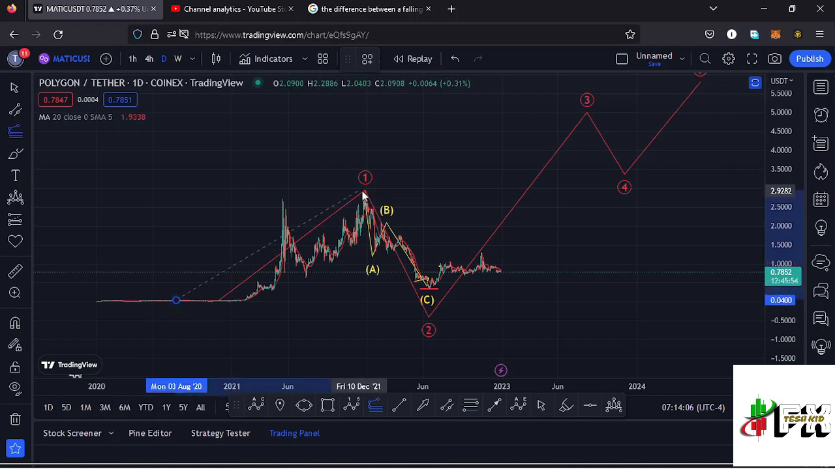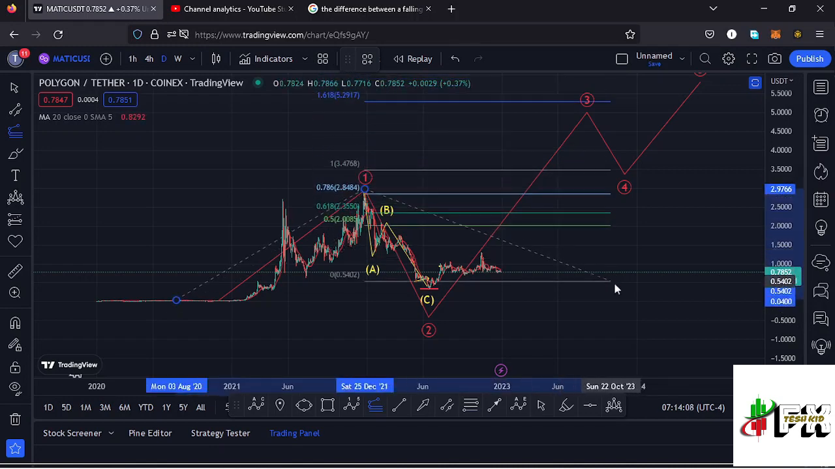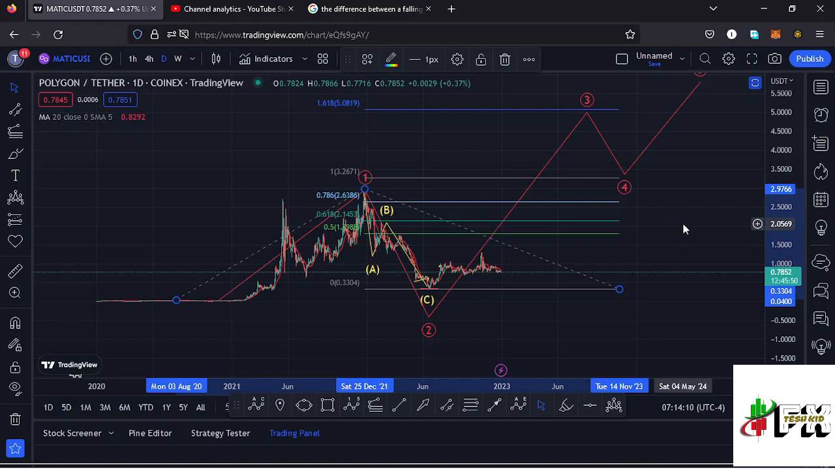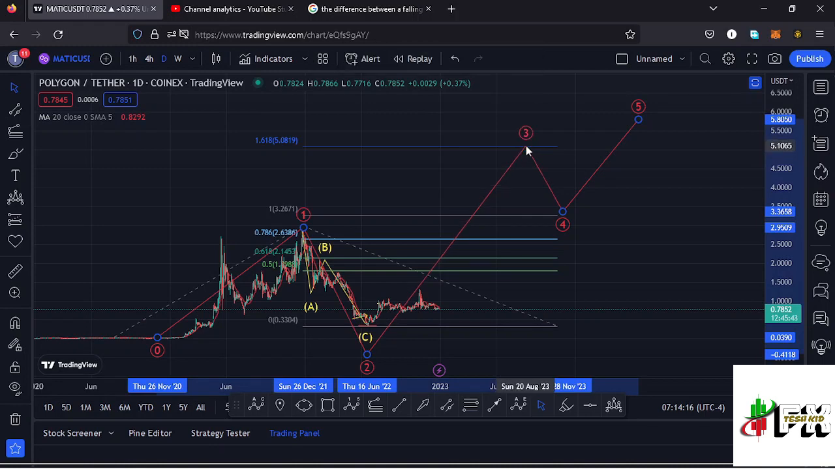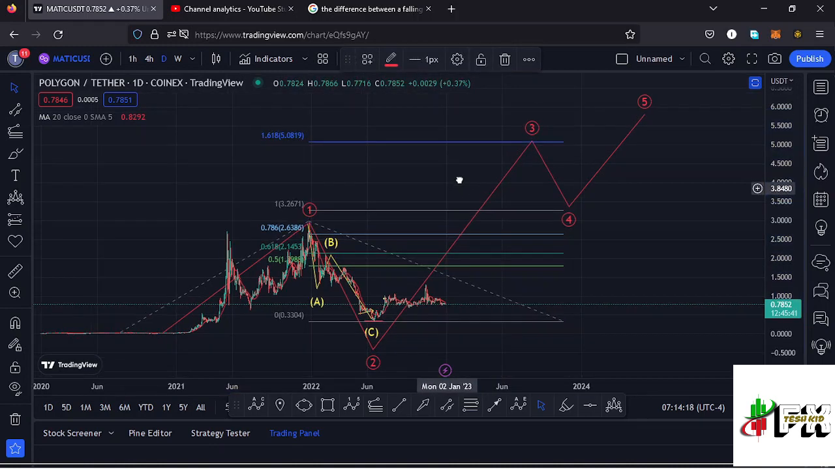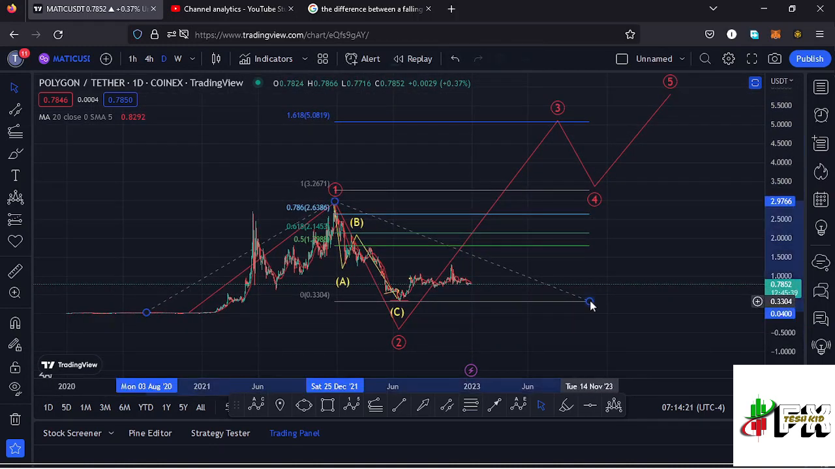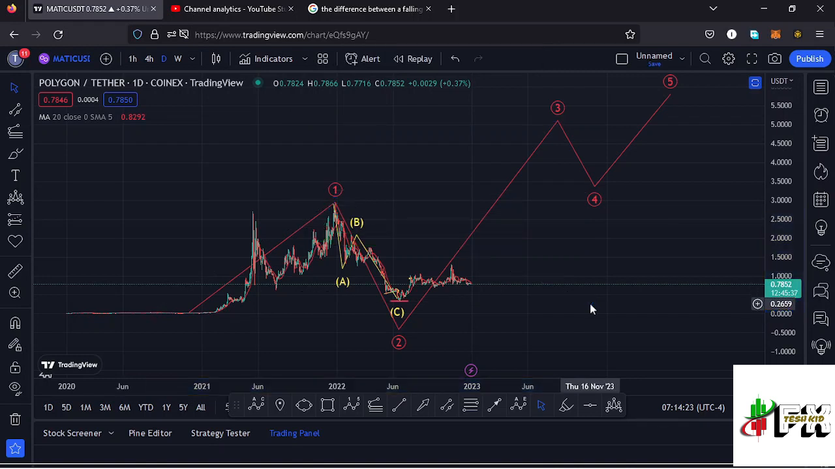wave down there to the high of the wave 1, then dragging the fibs to the low of the second wave. That gives me a minimum target area to the upside in the formation of that wave 3 at the fib level 1.618, and that is at around the $5.08 mark, and that is my long-term scenario that I'm expecting to play out here on the Polygon Matic chart.